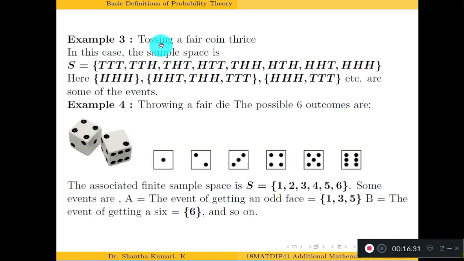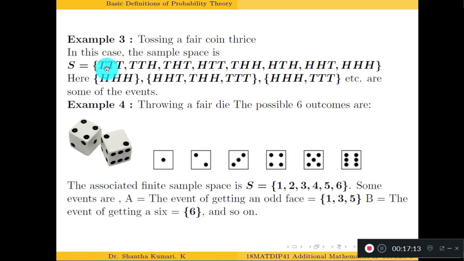Third example: if you are tossing a coin 3 times, thrice, then what will be the sample space? Write all possible outcomes. Okay, that gives you the sample space. So if you list one after the other, take your own time, try to list these outcomes yourself. You get S equal to TTT, TTH, THT, HTT, THH, HTH, HHT, HHH. Okay, and totally 8 outcomes are there in the sample space.